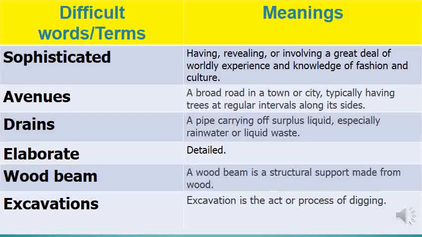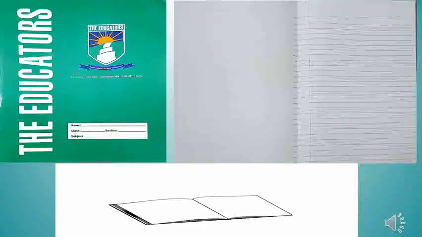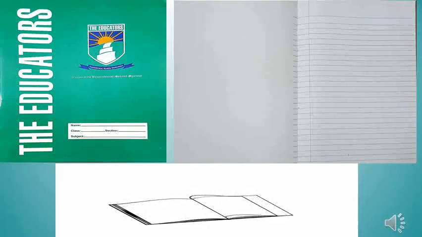Third word is drains: a pipe carrying off surplus liquid, especially rainwater or liquid waste. Fourthly, elaborate, which means detailed. Wood beams: a wood beam is a structural support made from wood. Lastly, we have excavations. Excavation is the process or the act of digging. Digging means khodna. Dear students, please open your notebooks.